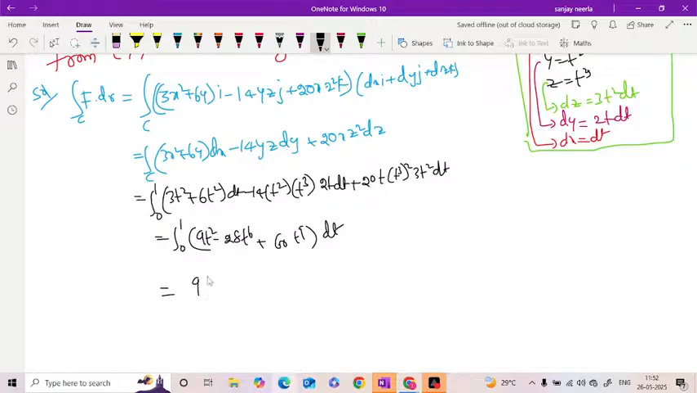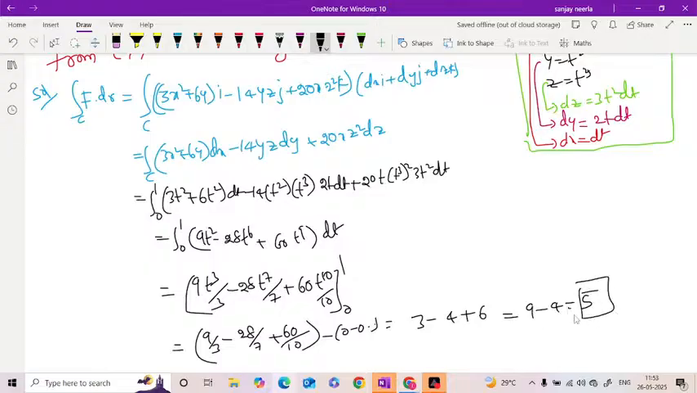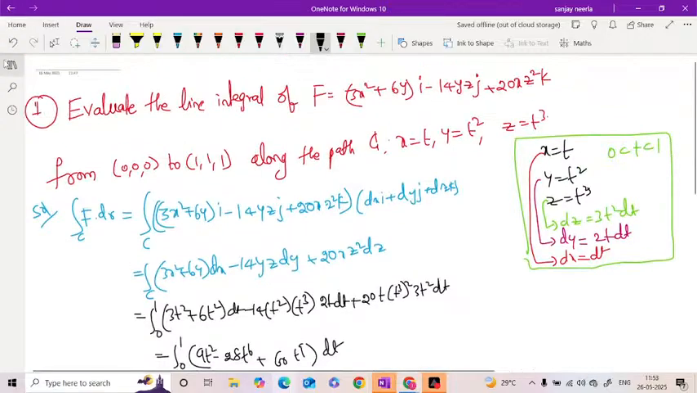Now the normal integration is t³/3 minus 28 t⁷/7 plus 60 t¹⁰/10, limits from 0 to 1. Upper limit is 1, lower limit is 0. Directly we will write, after substituting the upper limit, 9 by 3, 28 by 7 and plus 60 by 10. For the lower limit it is entirely 0. Now we get 3 minus 4 plus 6, that means 9 minus 4, you will get 5. So 5 is the result. This is the line integral of the current problem.